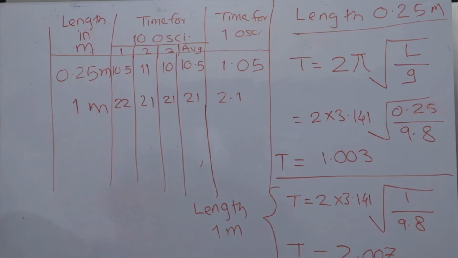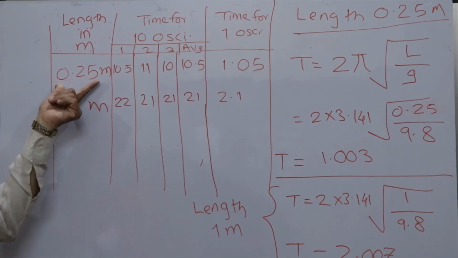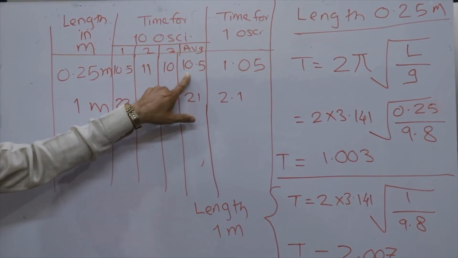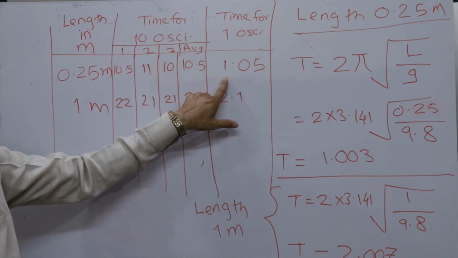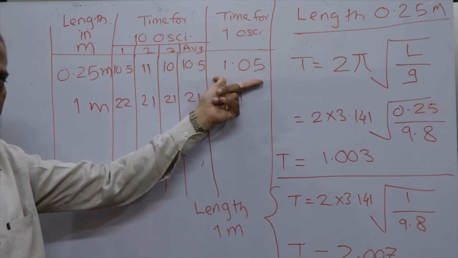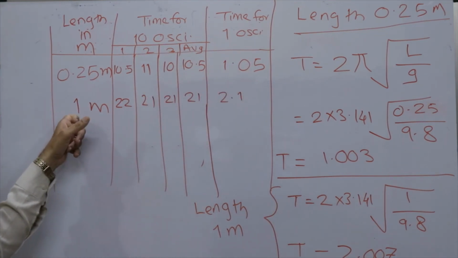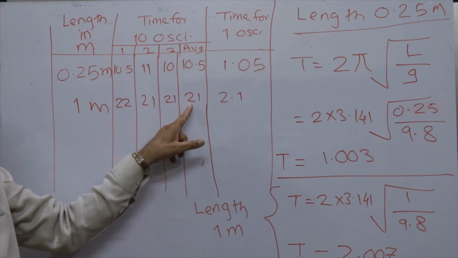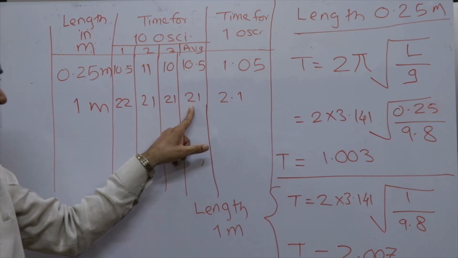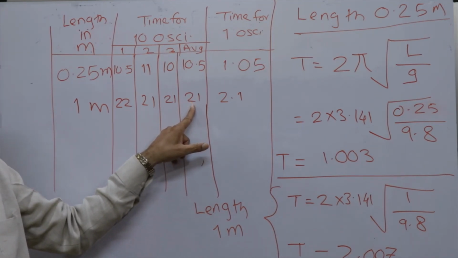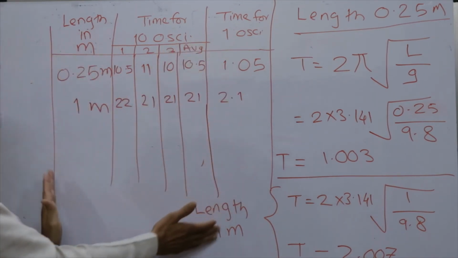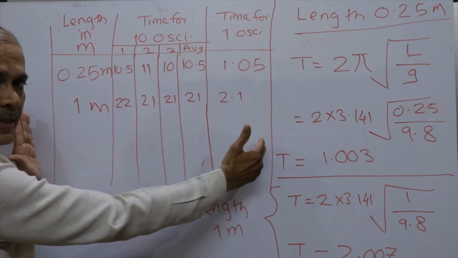We have taken these readings when the length was 0.25 meters. The average time for 10 oscillations came out to 10.5 seconds. If I convert it to the time for one oscillation, it will be 1.05 seconds. Whereas when I took 1 meter as length, the average was 21 seconds for 10 oscillations. By dividing this by 10, I get 2.1 seconds per oscillation by actual observations. So these are your experimental results.